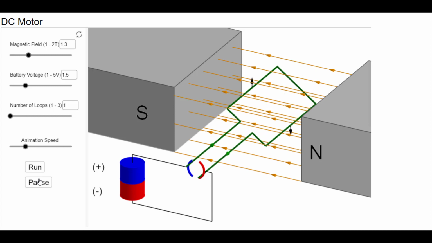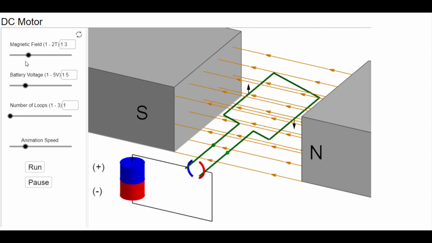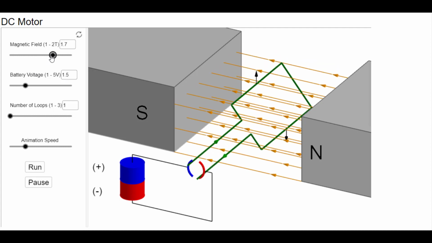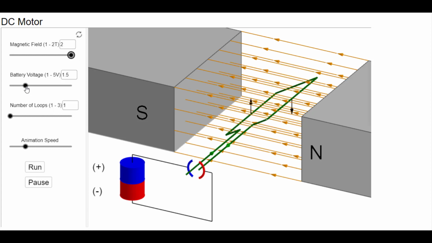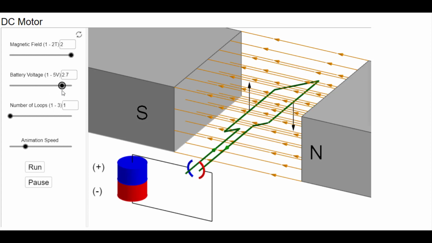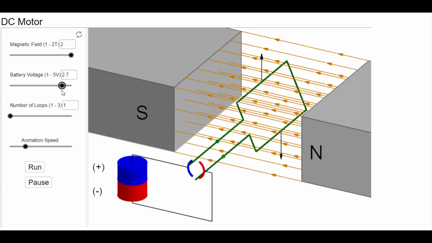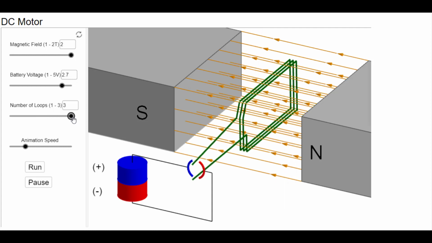Okay, finally, can we increase the speed of this rotation? In other words, can I make the force larger on this wire? Exactly, we can do that by changing these three factors. If we increase the magnetic field, it will start going faster. The other factor is increasing the battery voltage. In other words, we are increasing the current. So if I increase the battery voltage, you can see that it's spinning faster right now. And finally, if I increase the number of loops, I am making it even faster.